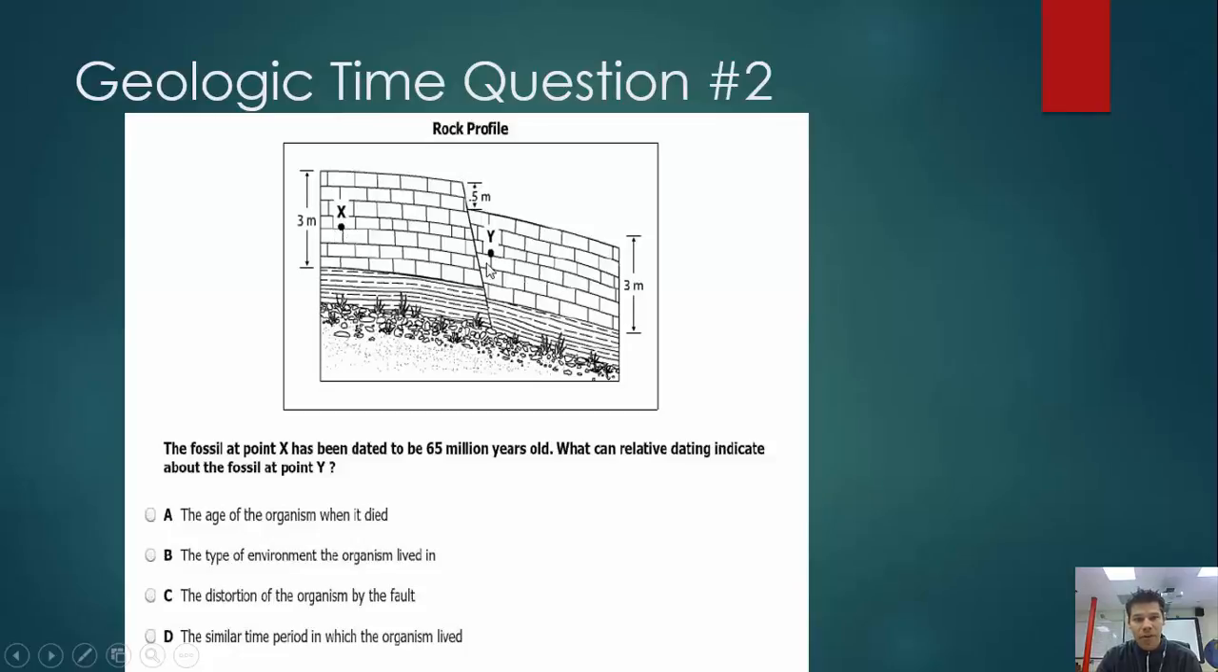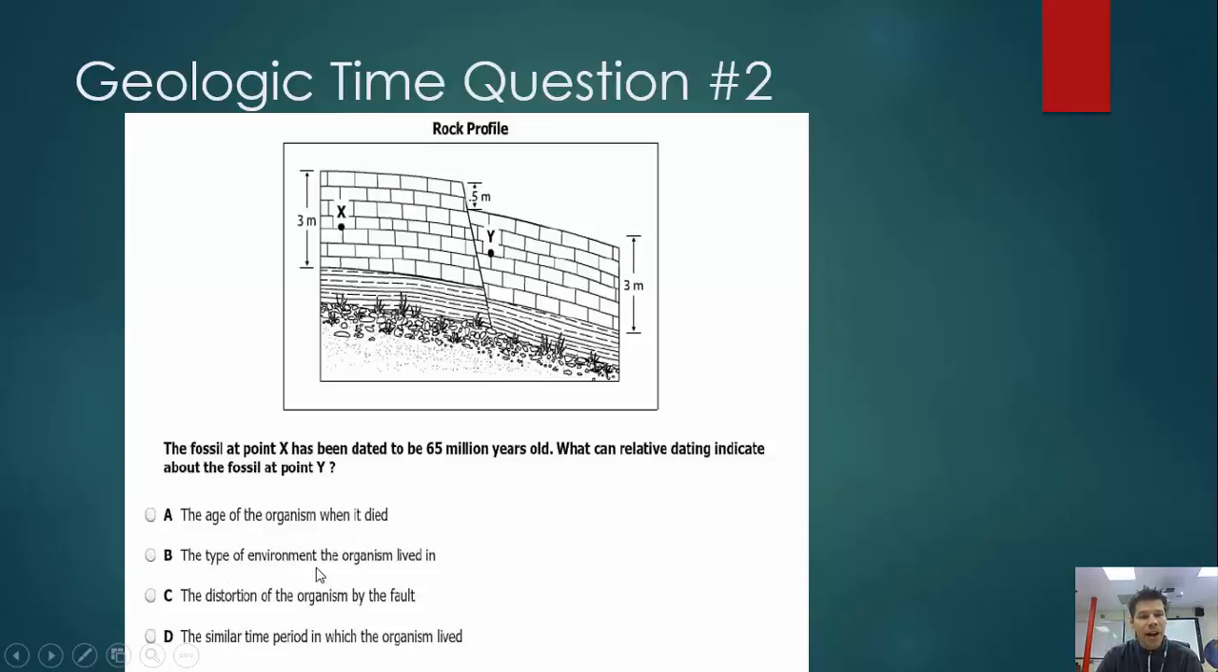fossil X and fossil Y are in the same layer of rock, so they're roughly the same age. If fossil Y would have been found down here, then you would know fossil Y would have been much, much younger. Now, let's look at our choices. Is it the age the organism died? Remember, relative dating doesn't give you an age, it gives you an older or younger relationship.